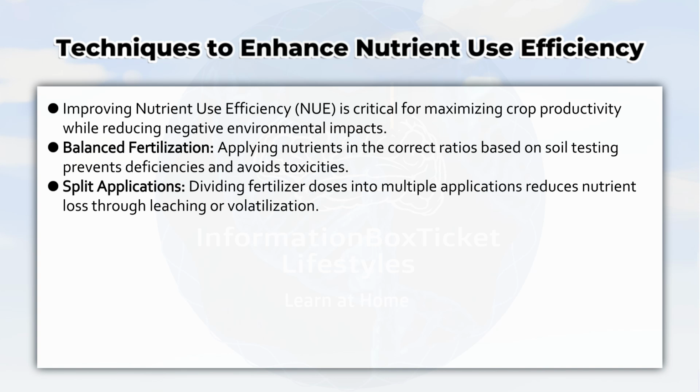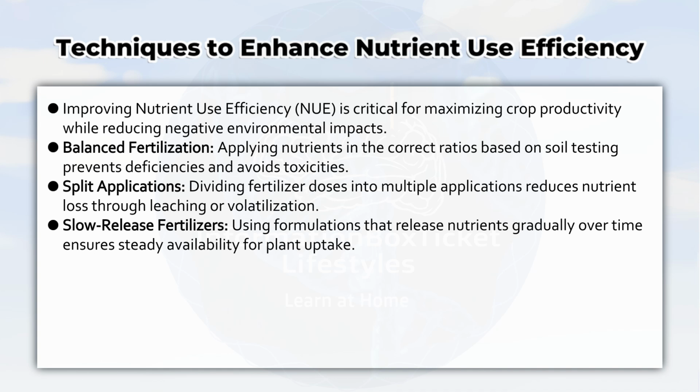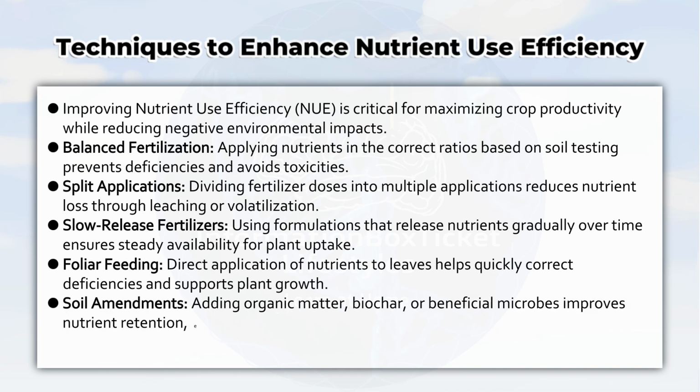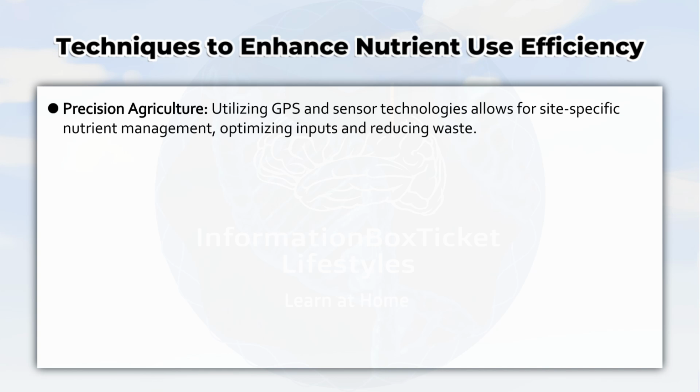Slow-release fertilizers. Using formulations that release nutrients gradually over time ensures steady availability for plant uptake. Foliar feeding. Direct application of nutrients to leaves helps quickly correct deficiencies and supports plant growth. Soil amendments. Adding organic matter, biochar, or beneficial microbes improves nutrient retention, enhances root health, and promotes soil fertility. Precision agriculture. Utilizing GPS and sensor technologies allows for site-specific nutrient management, optimizing inputs, and reducing waste.